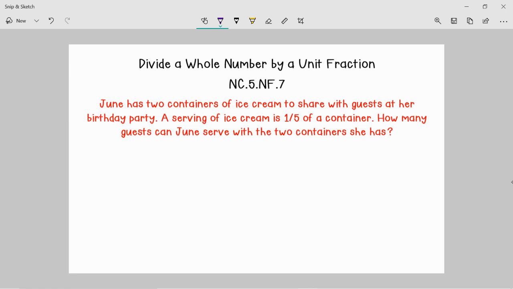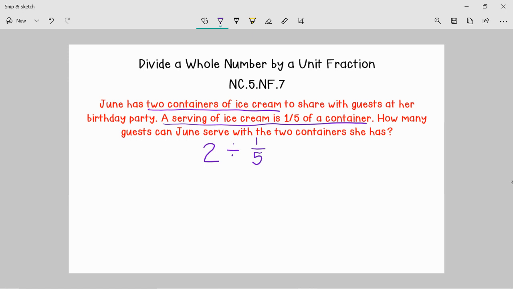So let's take a look at what we know. We know that June has 2 containers of ice cream, and we know that a serving of ice cream is 1/5 of a container. We have to figure out how many guests June can serve with the 2 containers she has. That lets me know that I need to take the 2 containers she has and divide that by 1/5, because I want to figure out how many fifths I have in 2 wholes, since 1/5 of a container is a serving, and June has 2 containers of ice cream. So dividing 2 by 1/5 will let me know how many people she can serve.